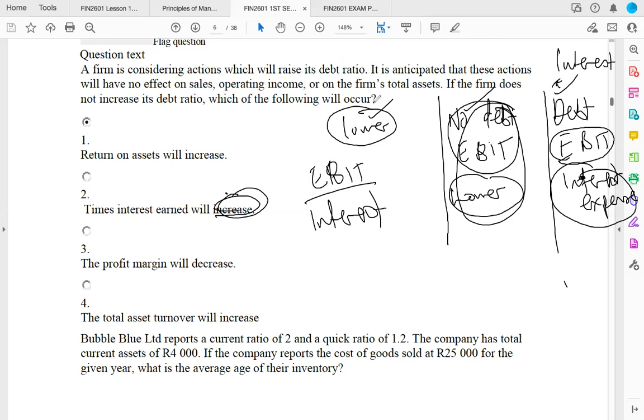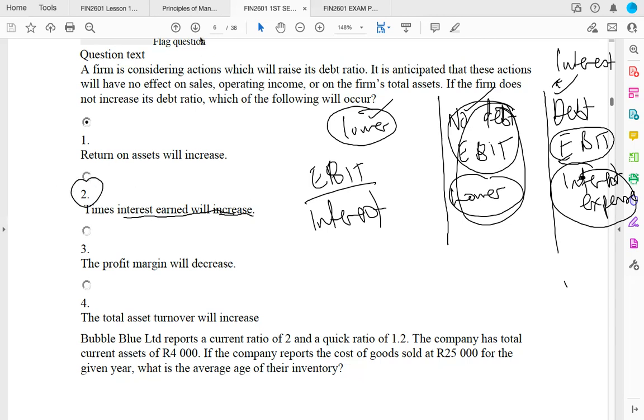So I'll just repeat that just for clarity's sake. If the company issues debt, there's going to be a higher interest expense. And because there's a higher interest expense, it means that our EBIT divided by the interest expense to calculate the times interest earned ratio will be lower. Whereas if no extra debt is issued, the interest expense will be lower. And then that means the times interest earned ratio will be higher, right? So I would pick this option.